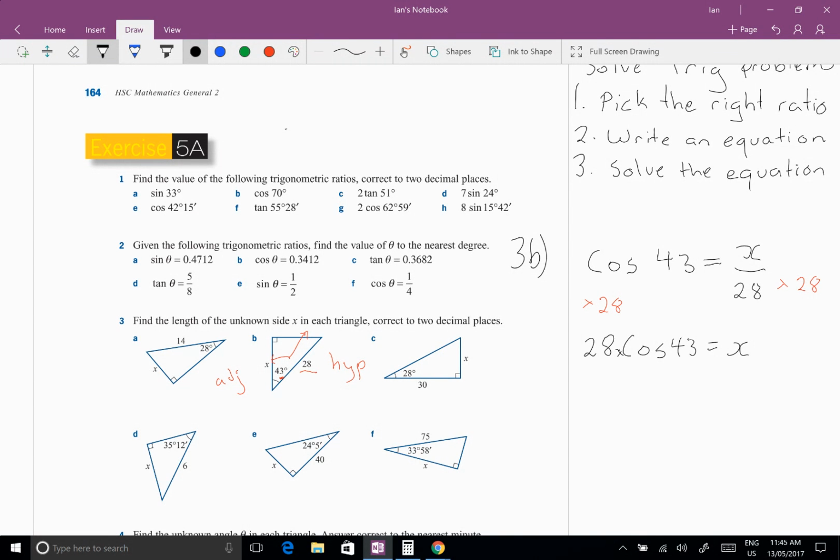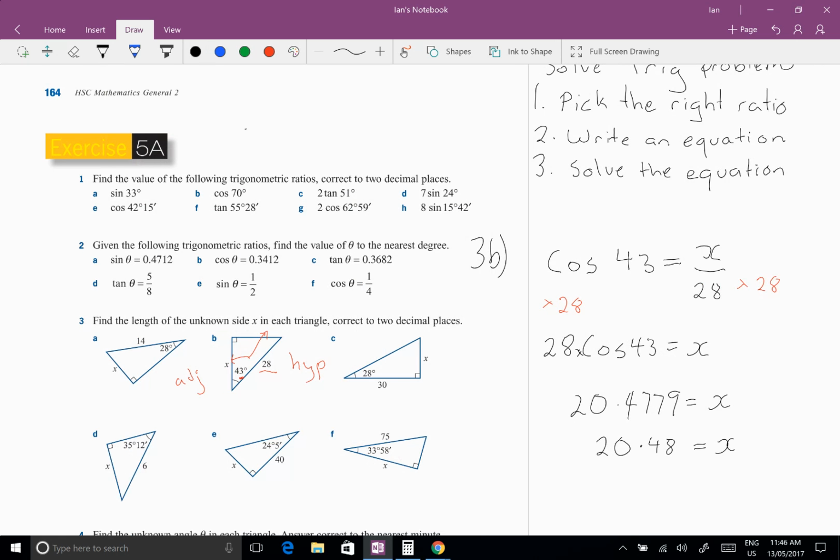And I go to my calculator and I go 28. And by the way, I'll make sure my calculator has got the D on it, the degrees, times cos 43. And I get 20.4779. And I look at the answers for 5A question 3B. And they want it to 2 decimal places, 20.48, and it doesn't give me a unit, so I'm going to leave it as 20.48, and that's correct.